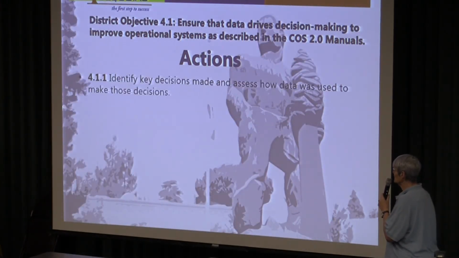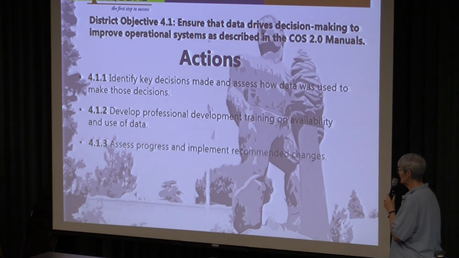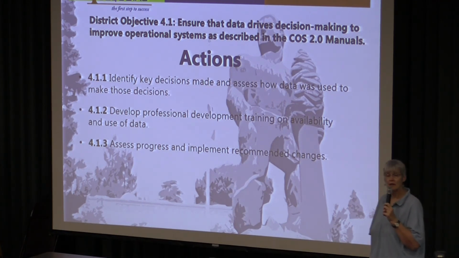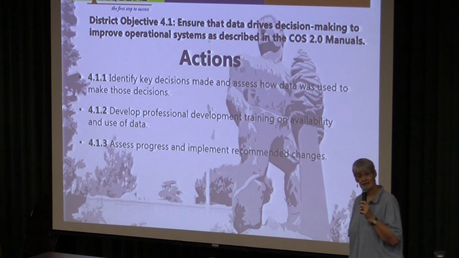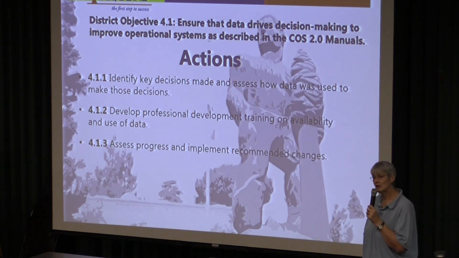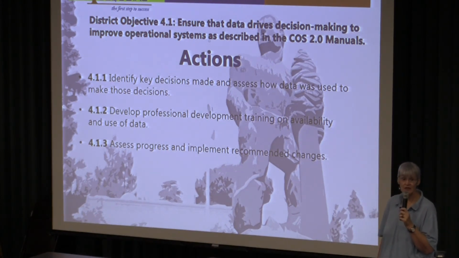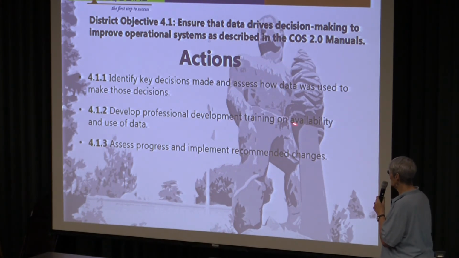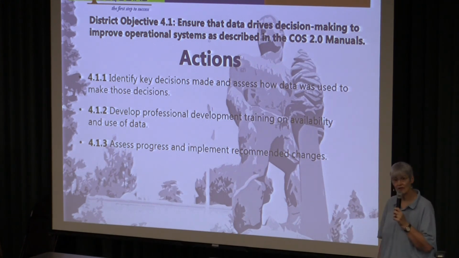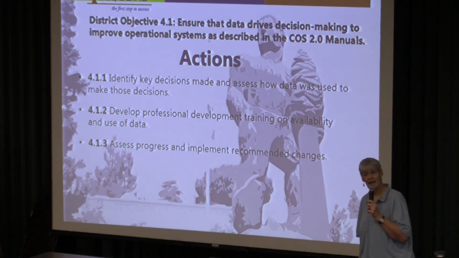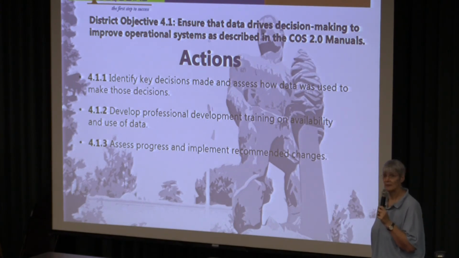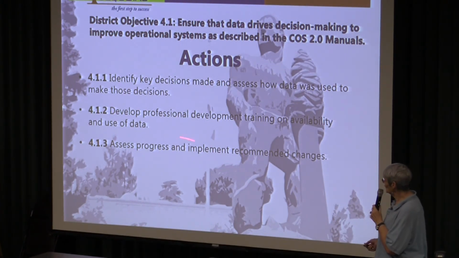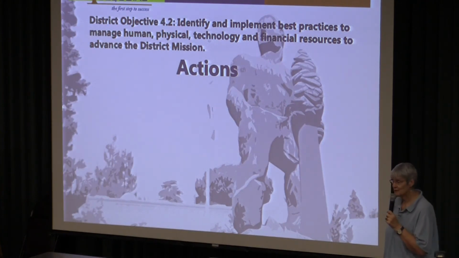For the actions for District Objective 4.1, we have a couple of really important ones. One is to actually look at the decisions we made, look at the data that was discussed before that decision was made, and then look at whether or not we impacted what we were hoping to impact based on that decision. So let's just follow the needle, follow how we're doing with that. The next, we've actually already begun, and that is to have professional development on the data that's available, and then how to use data in a valid manner. And then again, we'll assess and implement the recommendations.